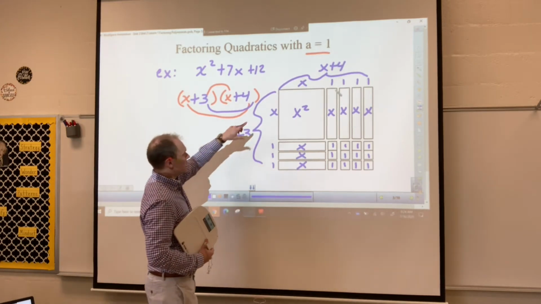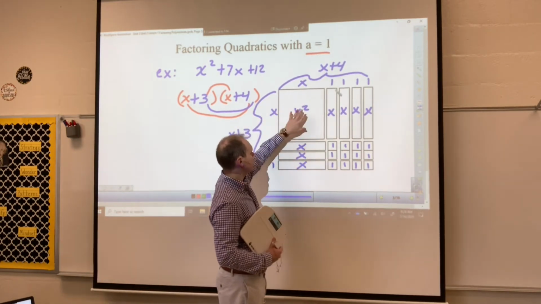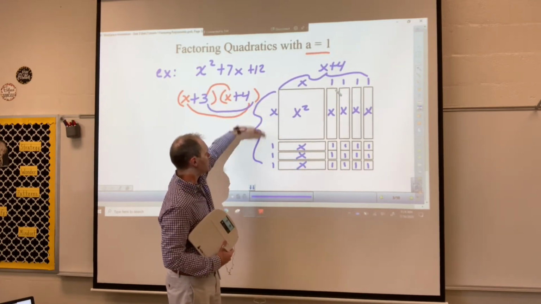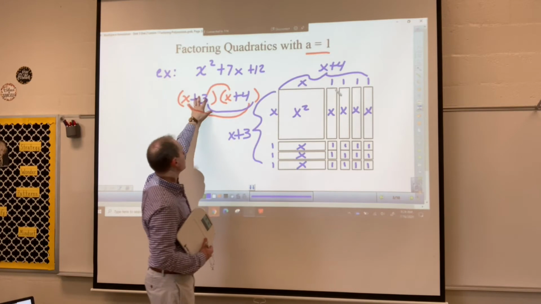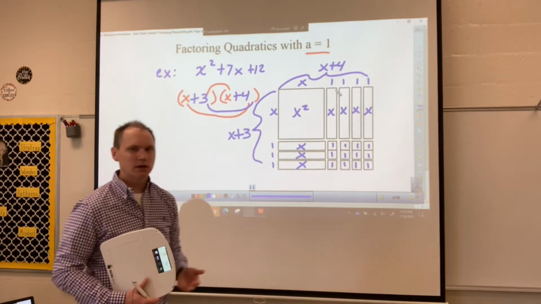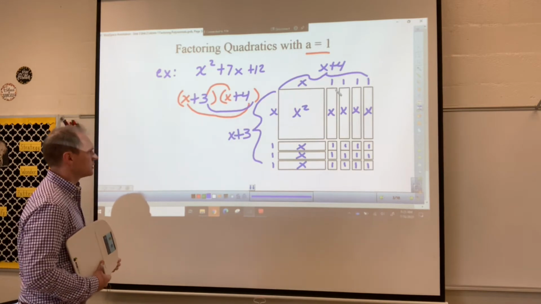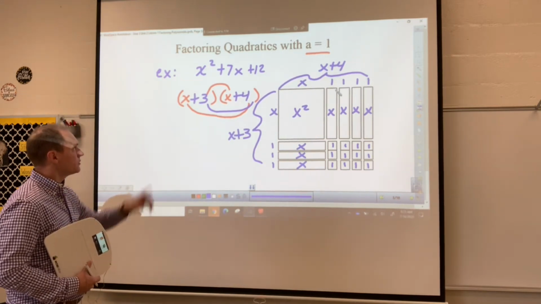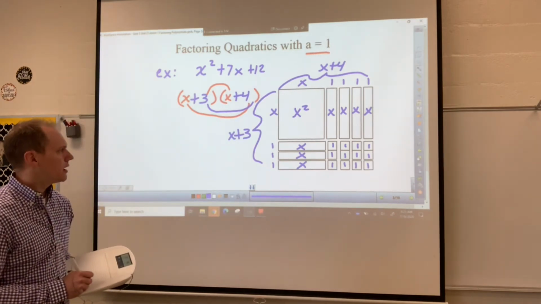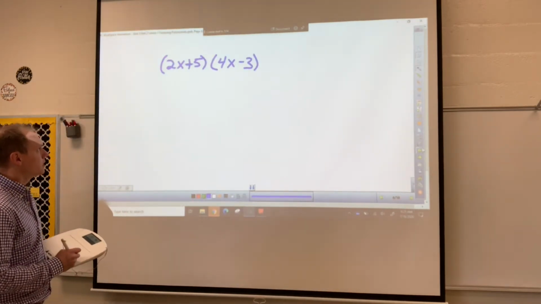So this area can be thought of as the sum of all of its parts, which is up here, or it can be thought of as the full length times the full width, which is the factored form. So just kind of an interesting way to think about visually factoring things here. So that's a equals 1. Hopefully you remember that from Integrated Math 2. Let's go on to a not equal to 1.